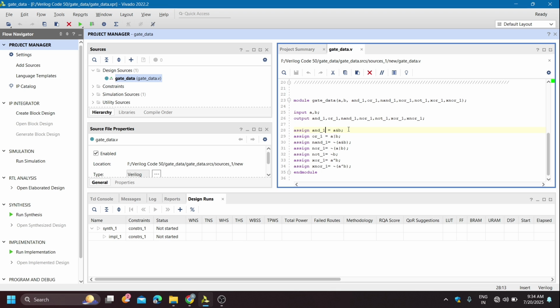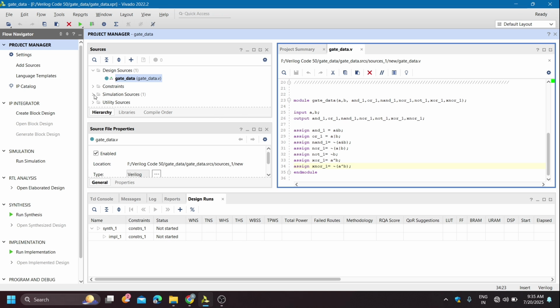AND equals A and B. The NAND gate is the negation of AND, so negation of A and B. For NOR, negation of A or B, and for NOT, negation of B. We have two inputs, but I choose only the B input, so negation of B. Next, for XOR, the expression is A XOR B. For XNOR, negation of A XOR B. So this is the Verilog code for logic gates using data flow modeling.